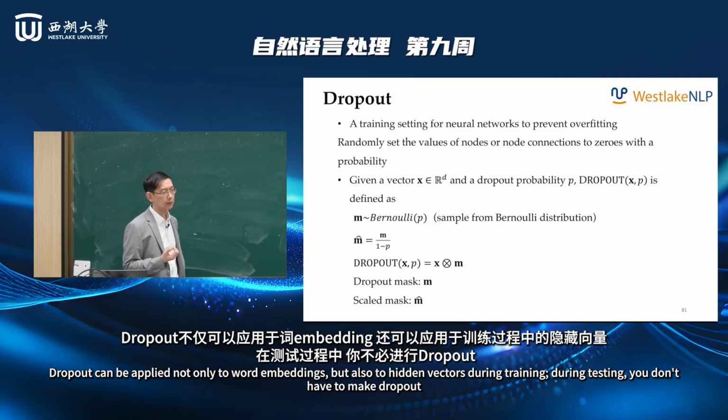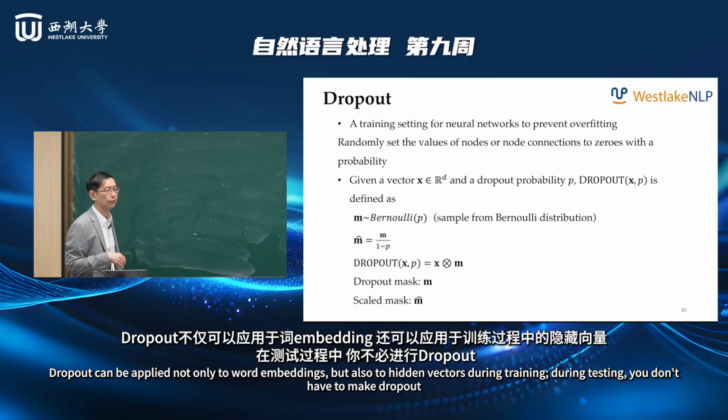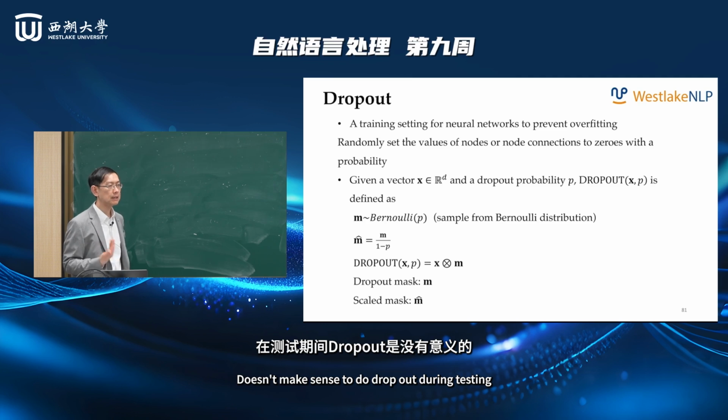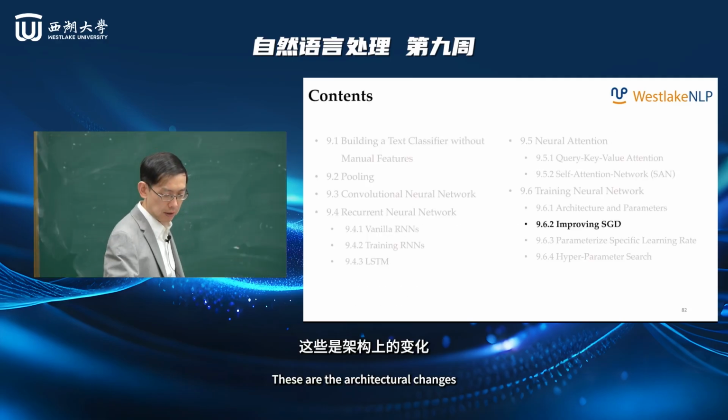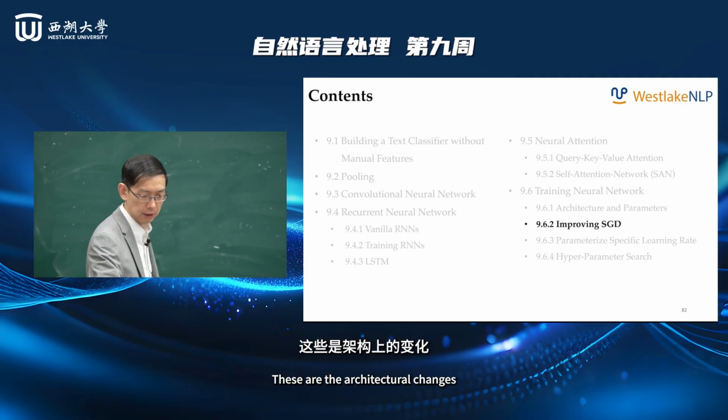Dropout can be applied not only to word embeddings, but also to hidden vectors, during training. During testing, you don't have to apply dropout. It doesn't make sense to do dropout during testing. So these are the architectural changes.